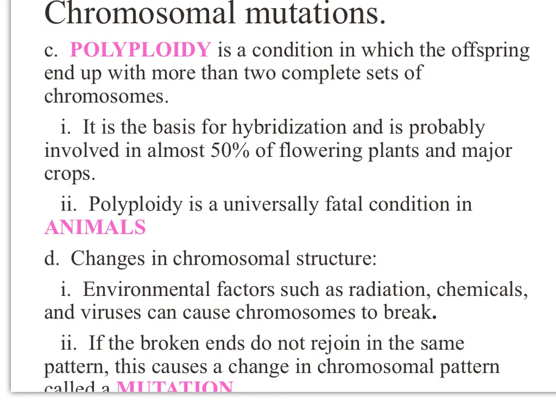Changes in chromosomal structure: we've already talked about different mutagens that can cause that, like UV radiation, X radiation, gamma radiation, different chemicals, and even some viruses can cause chromosomes to break. Hopefully, COVID, the coronavirus, does not cause any chromosomes to break. If the broken ends do not rejoin like they're supposed to, this can cause a mutation.